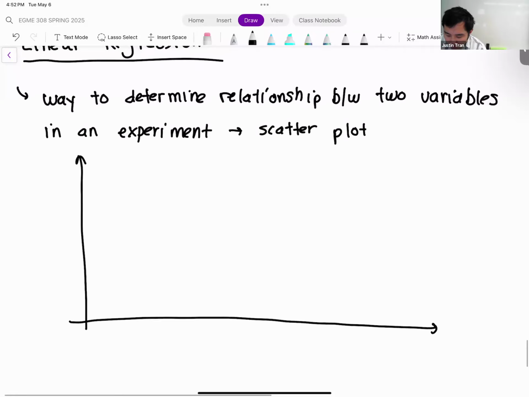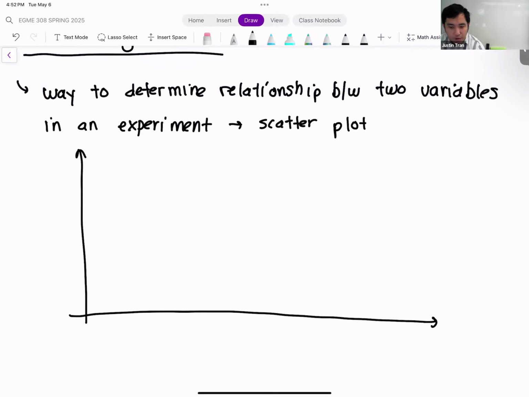Where on one axis of the scatter plot, you're going to have the value of variable 1. And on the other axis, you're going to have the value of variable 2. Basically every time that you perform a measurement, you're going to get a value for both variable 1 and variable 2.